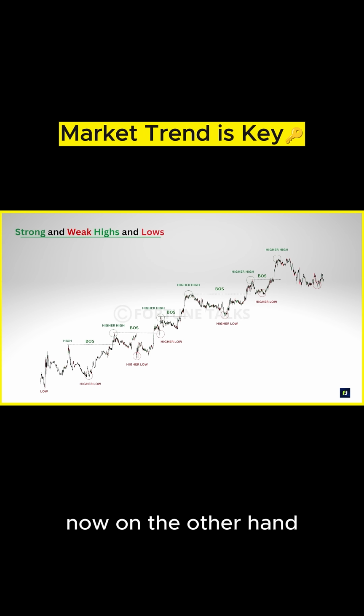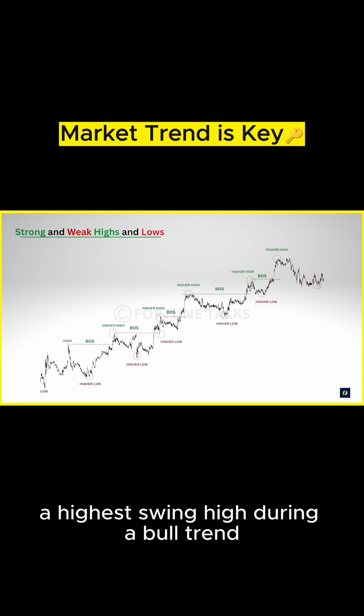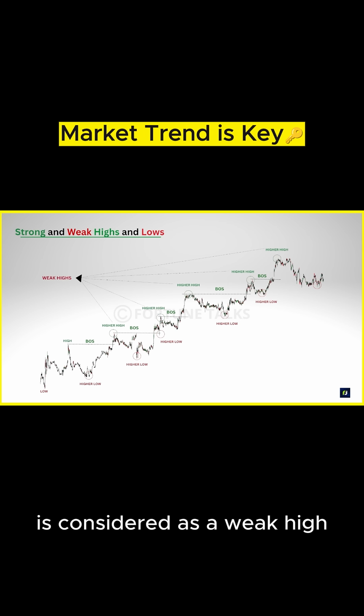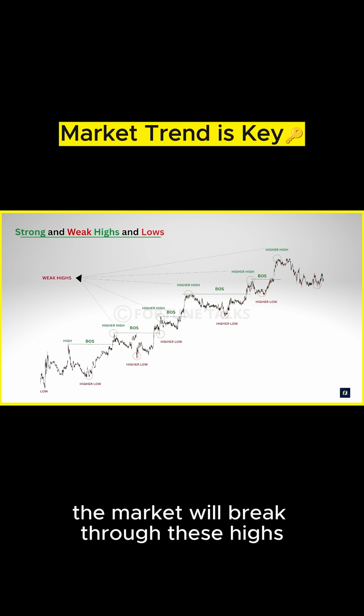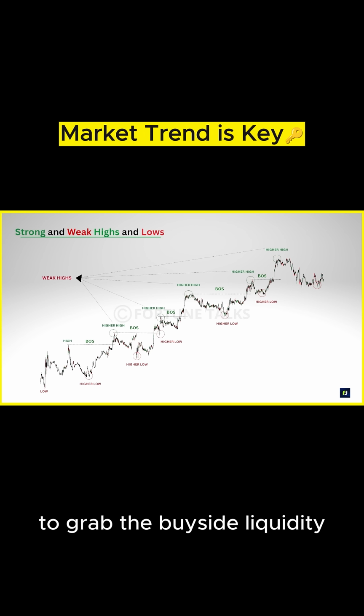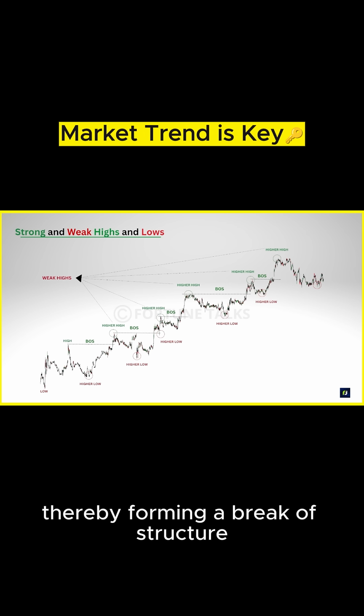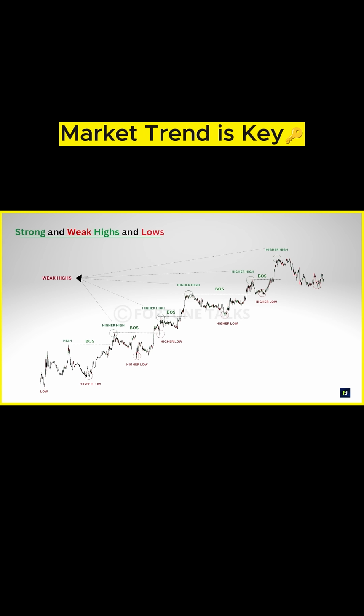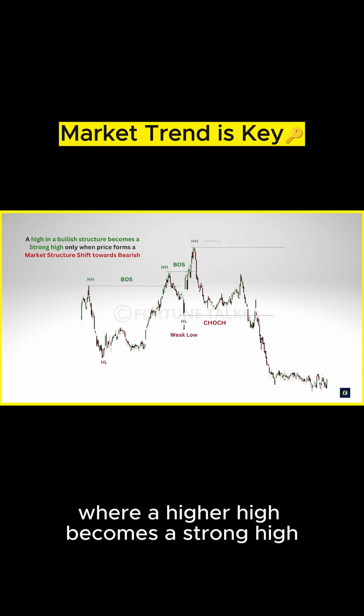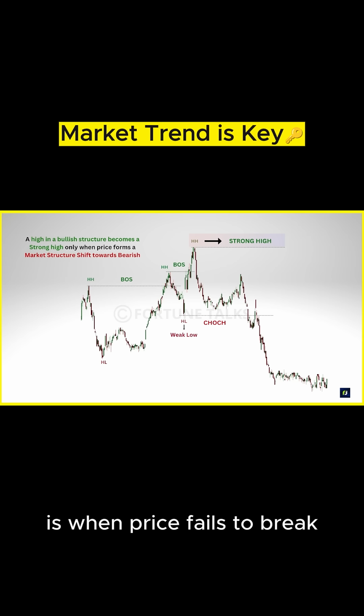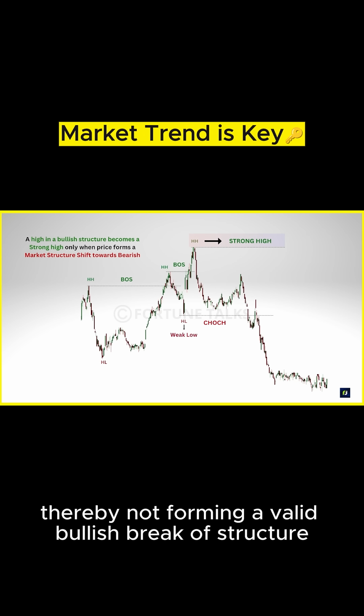Now on the other hand, a higher swing high during a bull trend is considered as a weak high because most of the time the market will break through these highs to grab the buy side liquidity, thereby forming a break of structure. The only occasion where a higher high becomes a strong high is when price fails to break and close above the swing high, thereby not forming a valid bullish break of structure.